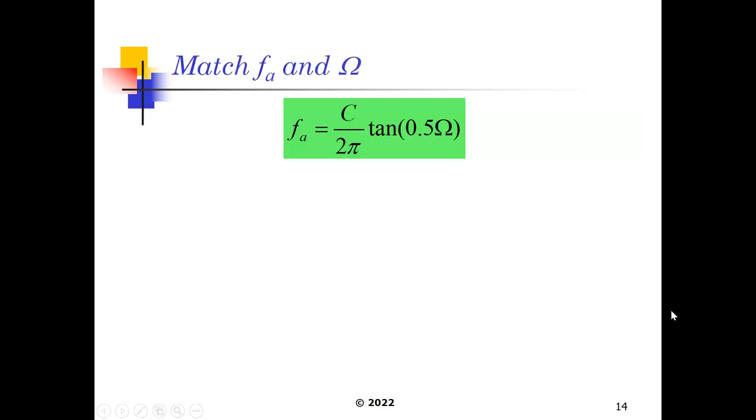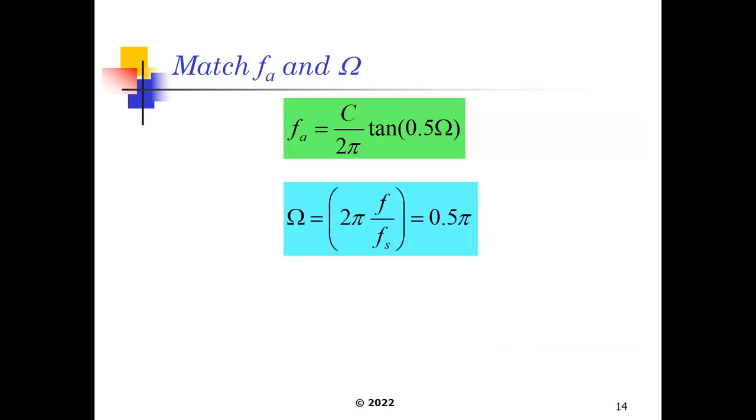So FA is equal to C over 2 pi times tan of 0.5 capital omega. Omega is equal to 2 pi F over FS. In this case, we can substitute what we have inside here because we know F is 3 kilohertz and FS is 12 kilohertz. If I substitute in there, 3 over 12, I have omega equal to 0.5 pi.